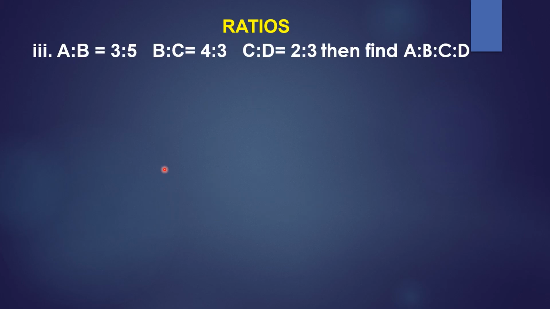Now consider one more example. A is to B is 3 is to 5. B is to C is 4 is to 3. C is to D is 2 is to 3. Then same thing, we have to find A is to B is to C is to D.